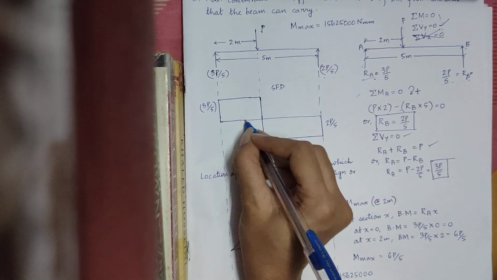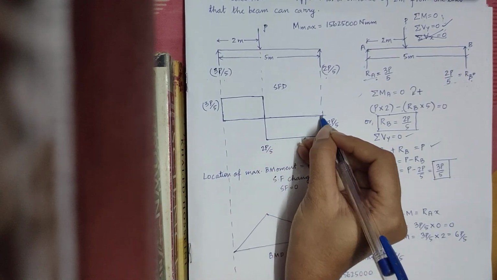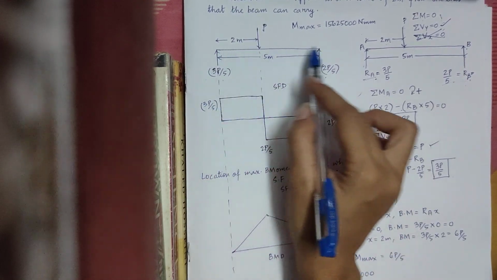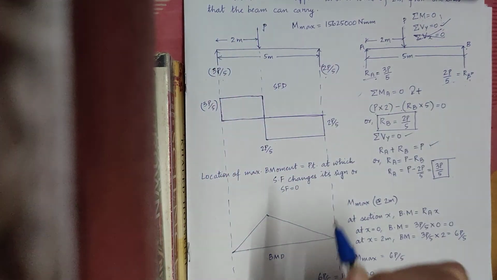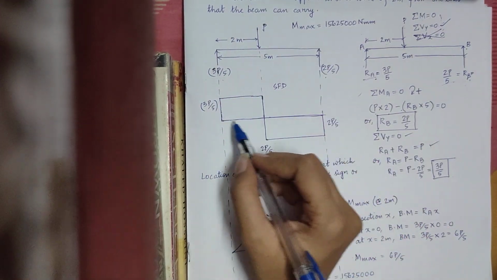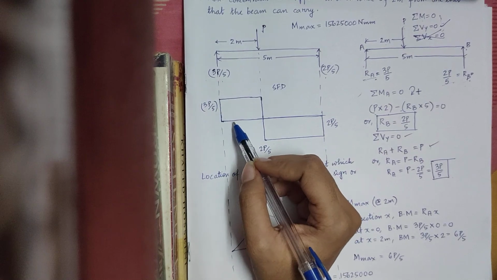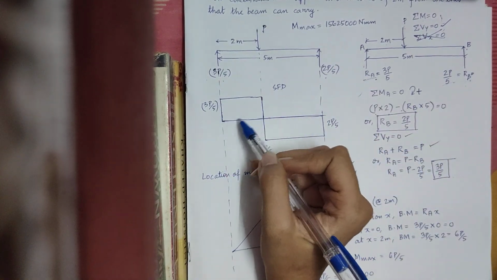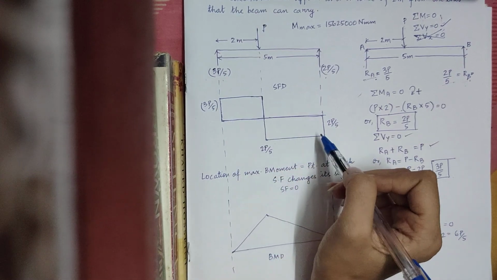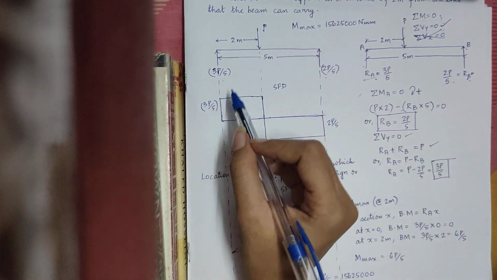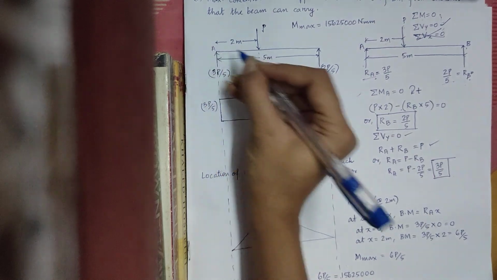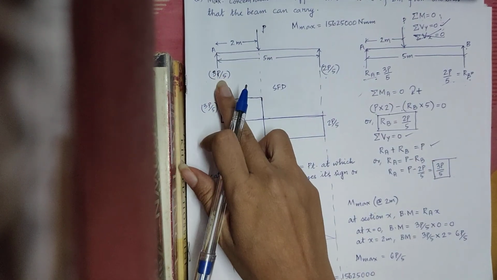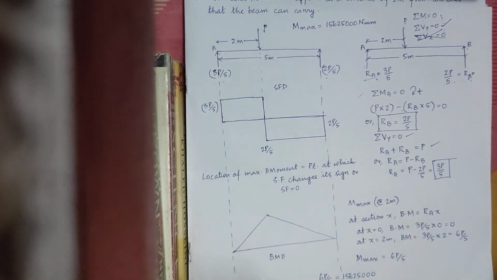So this is a line which represents the axis of the beam, the original position of the beam, and with respect to this axis we will find out the different magnitudes of the shear force, and simultaneously we will draw the shear force diagram. So first at this point A we have the value of reaction at A as 3P by 5.